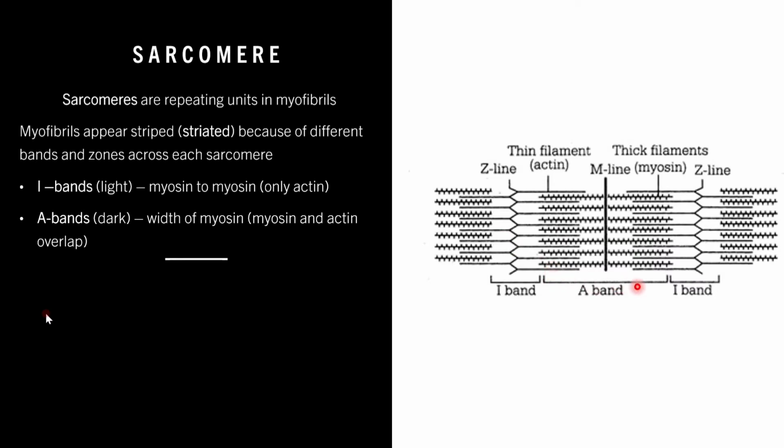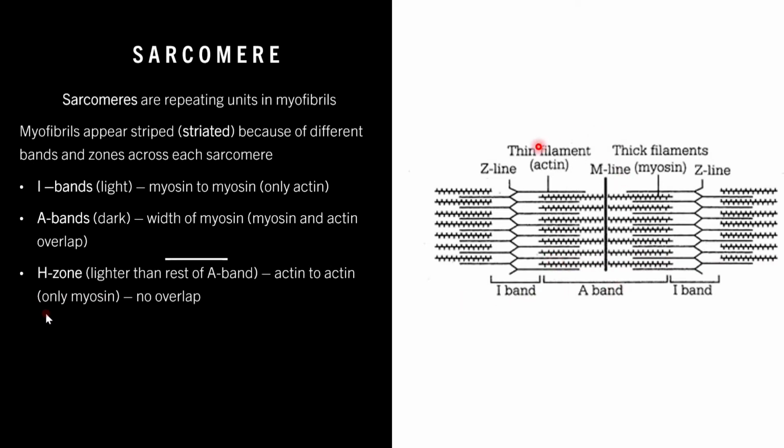Our A-band is the dark stripe in our myofibril, and this is because it is the width of our myosin filament. As you can see here, it's the width of the myosin filament. And so this is where myosin and actin overlap, as you can see here. And so this appears darker because it's not only our thicker filament, our myosin, but it's also got the actin as well. So the combination of the two makes it appear much darker. And that is what our A-band is, the dark stripe, the width of our myosin.